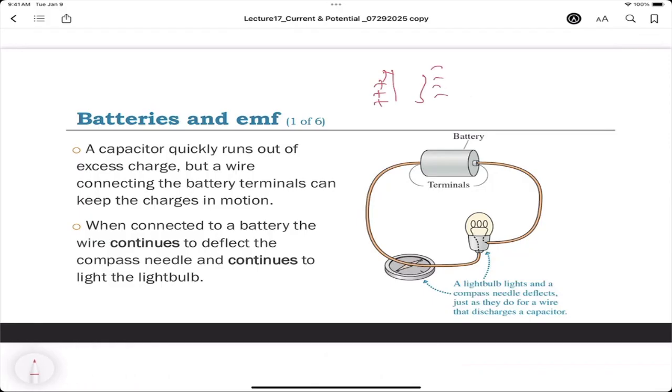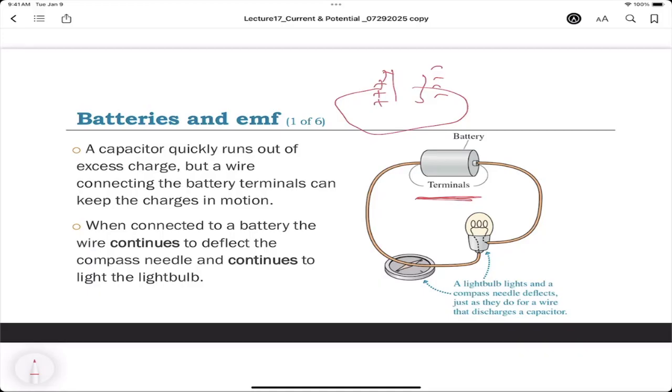Yeah, this is negative. This discharge process is very fast, in a very short time. But connecting the battery terminals can keep the charge in motion. If you do this lab, if you connect a battery to a small bulb, it can last for a long time. When connected to a battery, the wire continues to deflect the compass needle and continues to light the light bulb. If we do this lab, you will see the light bulb light and the compass needle deflect, just as they do for a wire that discharges a capacitor.